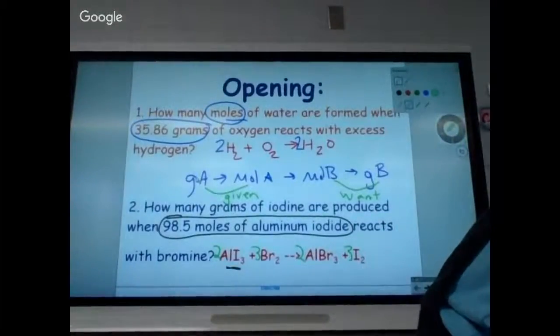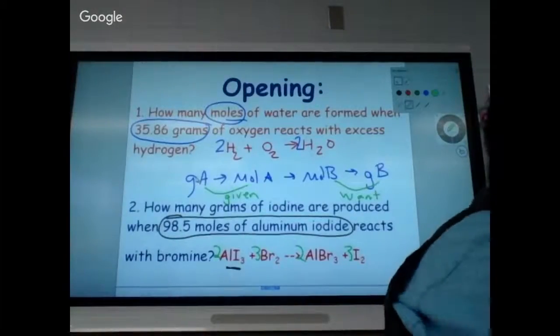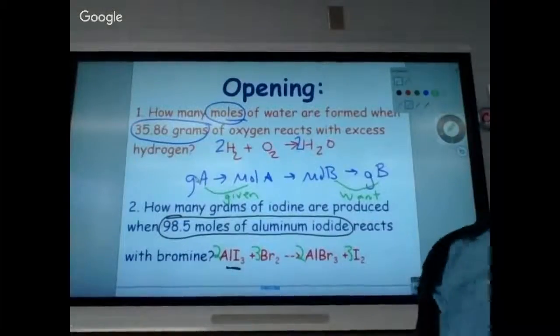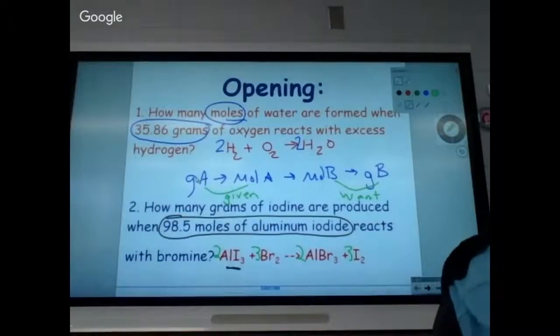0.487 moles. 0.487 moles. All right, number 3. I got 4,272, or 4.27 times 10 to the 3rd grams. I ain't punching in again.